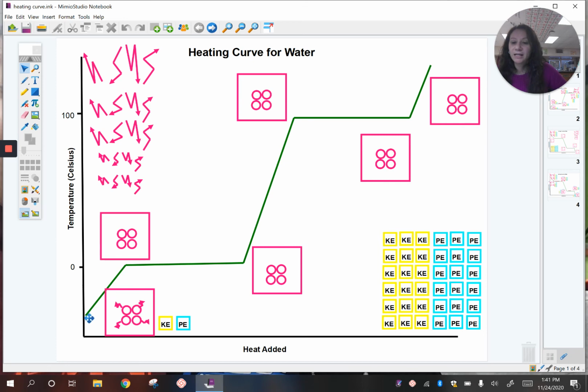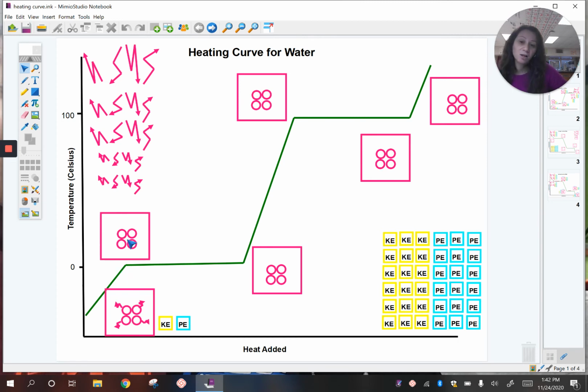So I'm going to take that solid and I'm going to heat it up. And if I heat it up, my temperature increases. Temperature is related to kinetic energy. So along this line, I want you to write increase in kinetic energy. As I go from solid below 0 to solid at 0, I'm increasing my kinetic energy. So if I'm increasing my temperature, I'm increasing my kinetic energy, which means I'm increasing my speed.